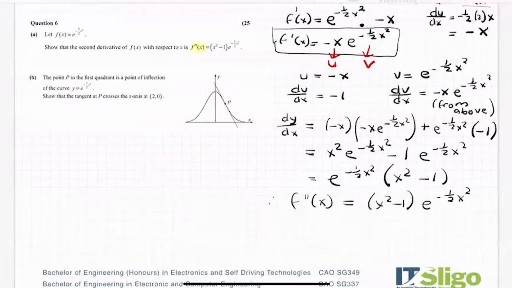And what they want you to do is show that the tangent at P crosses the x-axis at 2, 0. So this point down here is 2, 0. Okay, well, the tangent is a line. That's the first thing to remember. And if I have to figure out where a line crosses the x-axis, I would get the equation of the line and then sub it in at the x-axis. My y coordinate is 0.